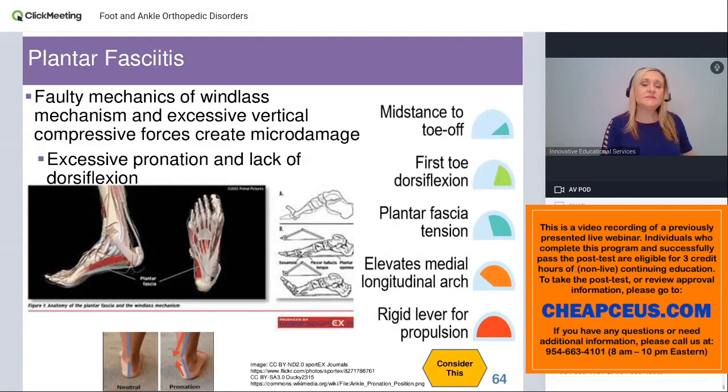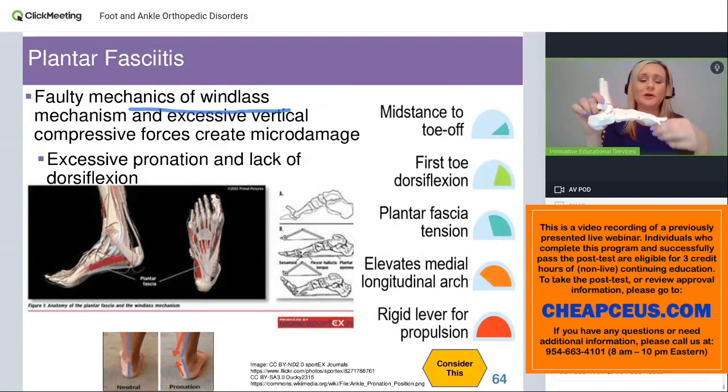Plantar fasciitis is a condition we know that has that classic first steps in the morning plantar foot pain. This all relates to that windlass mechanism. And if you haven't heard the name of it, I don't think I learned it back in school, but you know the mechanism, even if you're not familiar with the name.